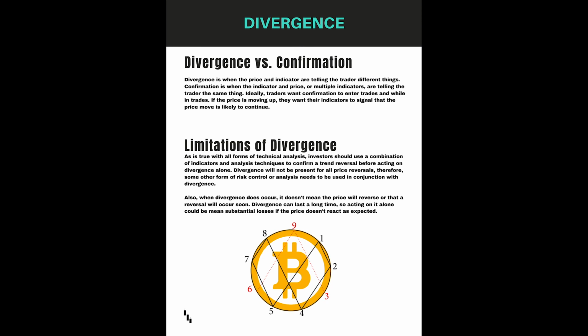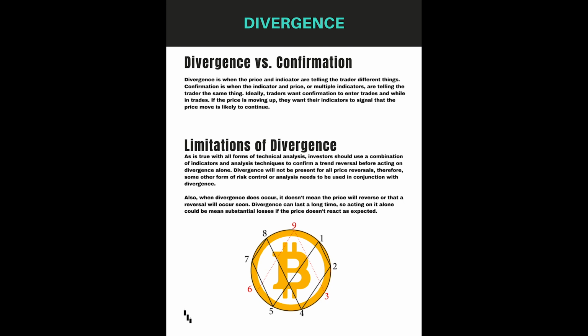Now, there are some limitations of divergence. As is true with all forms of technical analysis, investors should use a combination of indicators and analysis techniques to confirm a trend reversal before acting on divergence alone. Let me say that again. Investors should use a combination of indicators and analysis techniques to confirm a trend reversal before acting on divergence alone.